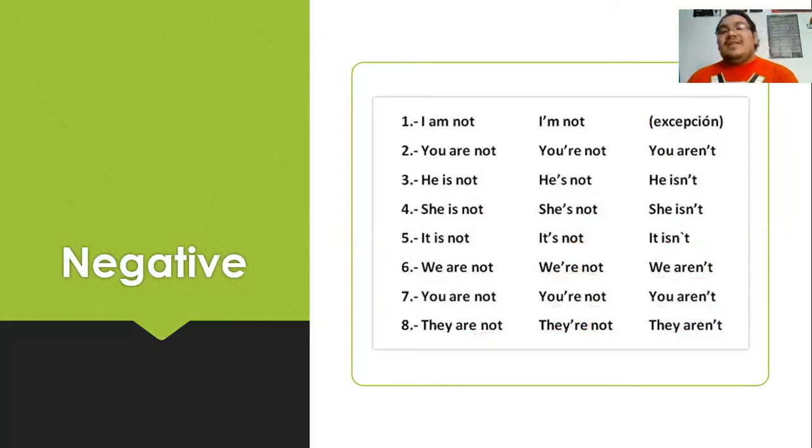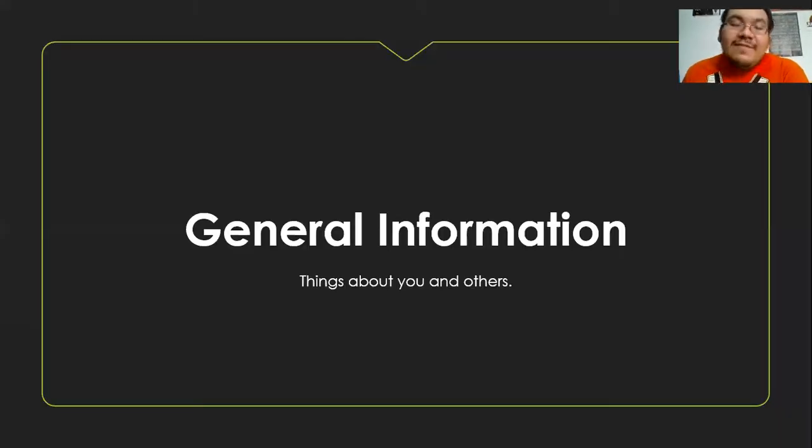Let's go now. The second topic we are checking today, el segundo tópico que vamos a hablar el día de hoy, es general information. Información general. What is general information? ¿Qué es la información general? General information are facts and data about you and other people. La información general son datos e información acerca de ti, datos y hechos acerca de ti.